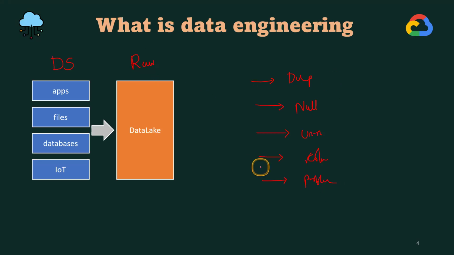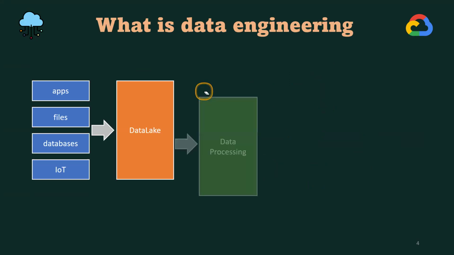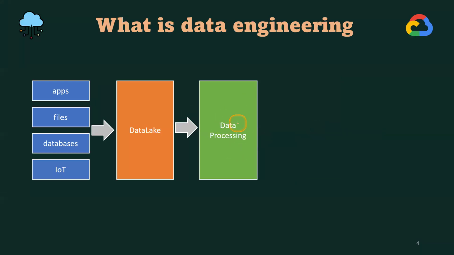So when the raw data has this many problems, such as duplicates, null values, unnecessary data, and extra columns, you can't use this data directly for the analysis. That is the reason that in companies, people try to process this data. They are going to do the data processing.